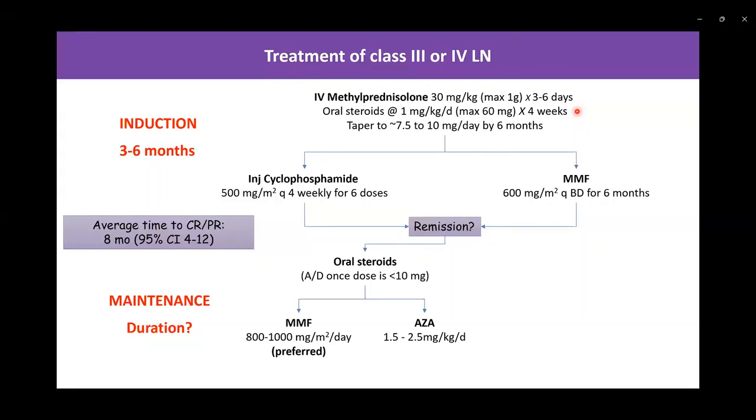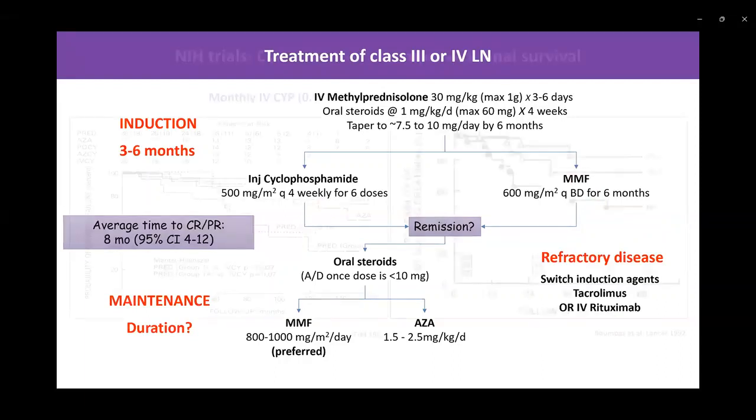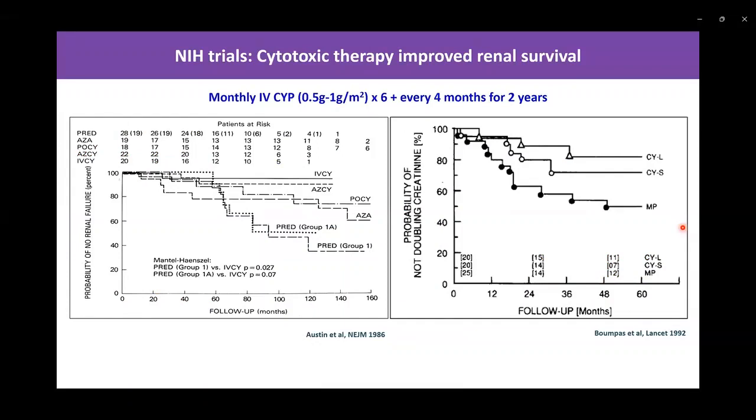It is important to keep this in mind to understand the timelines of modifying treatment while managing patients with lupus nephritis. Having said that, it is important to reassess patients at 3 to 6 months of induction in order to determine whether they are deteriorating or have not even entered partial remission. And in such refractory disease, the options are to switch between induction agents, so MMF to cyclophosphamide and vice versa, adding on a CNI, or using IV rituximab. So let's look at the evidence base for all of these therapies quickly.